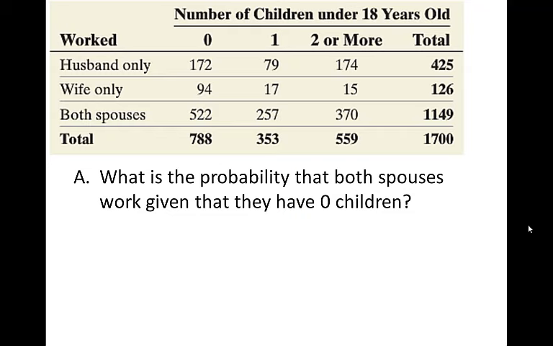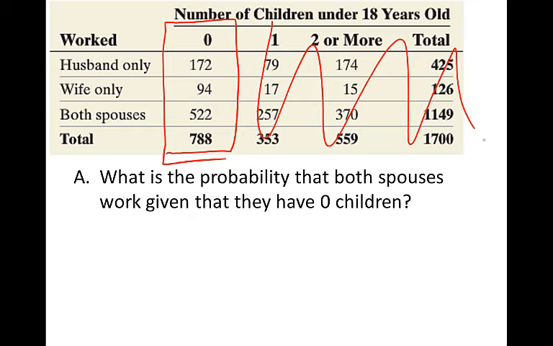Okay, so what is the probability that both spouses work given that they have 0 children? What we do on these is I always look at the given first. So given that they have 0 children, we know that we focus in on this column only. We don't worry about anything else over here. So only look in this column that I've just circled. How many successful outcomes? 522 over its total, because we know that they're only 788.